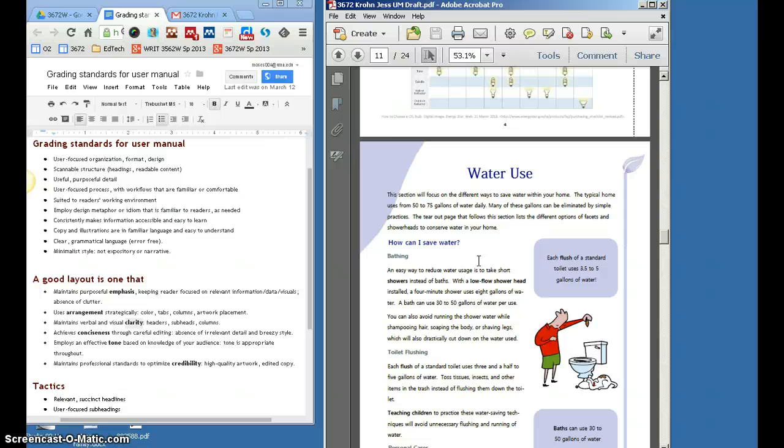Conciseness then is achieved by dividing information up into clear, distinctive parts of the user manual. The effective tone, we always shoot for an authoritative tone. This section will focus on the different ways to save water within your home. The typical home uses from 50 to 75 gallons of water. So there's a factual tone.